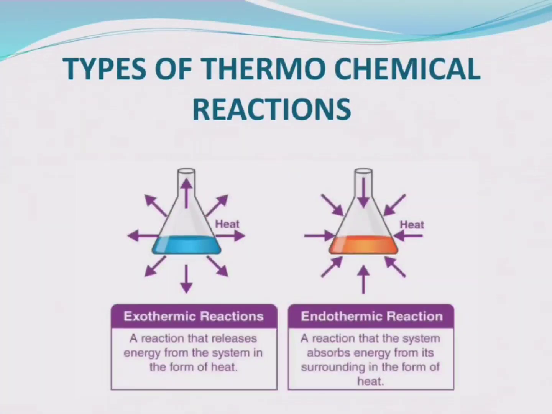Exothermic reaction means it is a reaction that releases energy from the system in the form of heat. That is, in this type of reaction, the heat is liberated out of the system. The next one is the endothermic reaction. It is a reaction in which the system absorbs energy from its surroundings in the form of heat. That is, in this type of reaction, the heat is absorbed into the system.